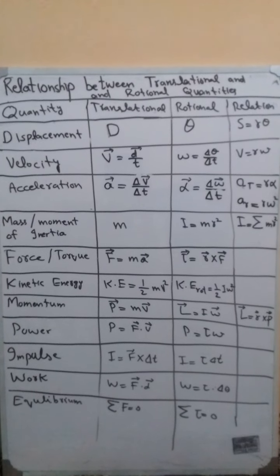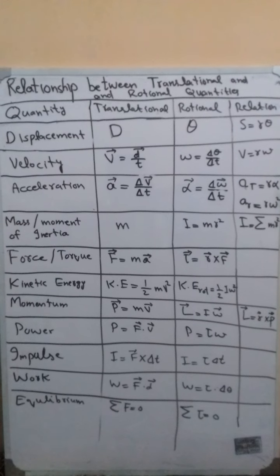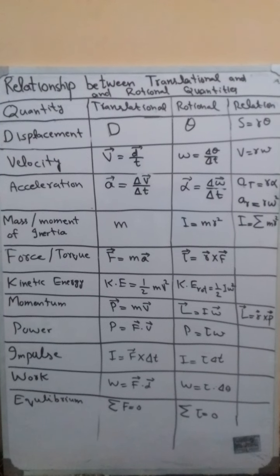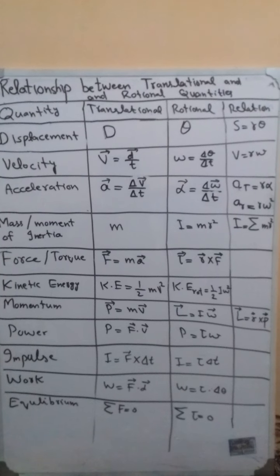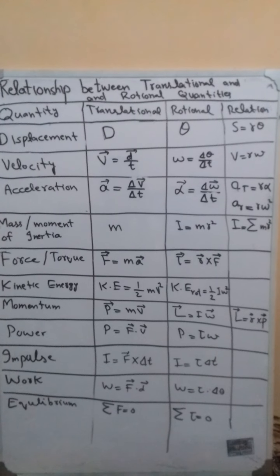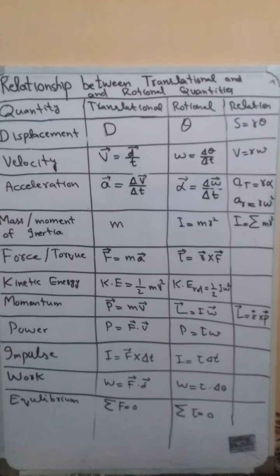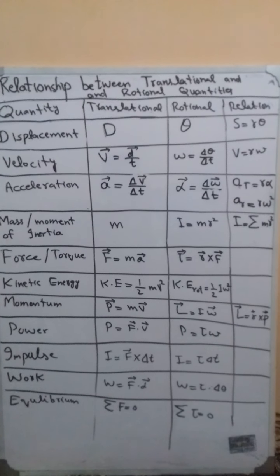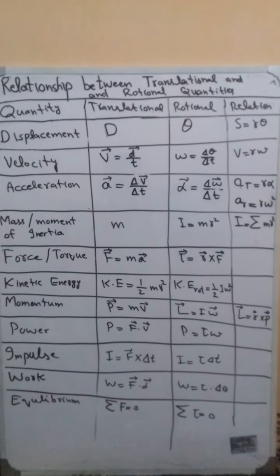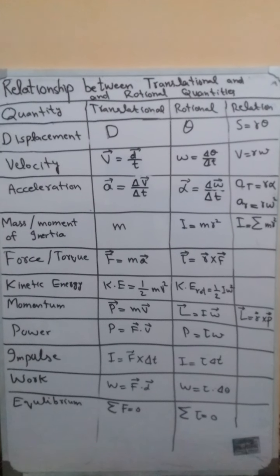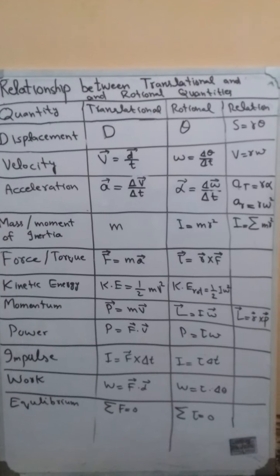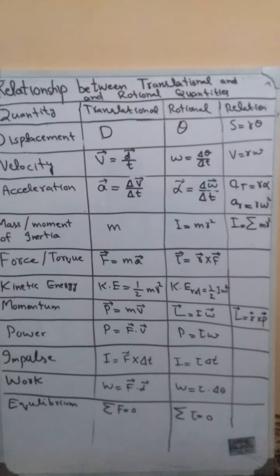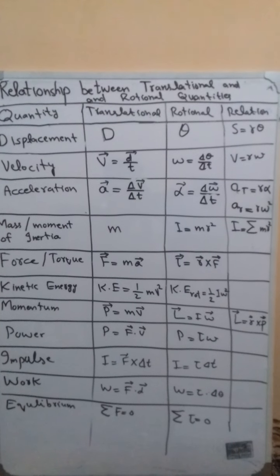The next important quantity is kinetic energy, which is possessed by a body due to motion. In the translational case, the kinetic energy is defined as half m v square. In the rotational case, kinetic energy is defined as half I omega square. If I replace m by I and v by omega, then I can get the formula of the rotational kinetic energy from the translational kinetic energy.